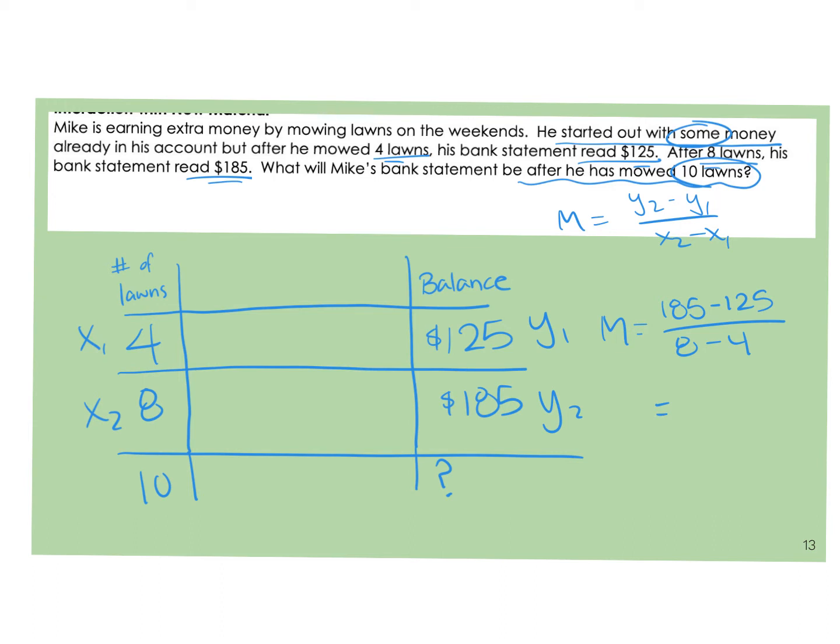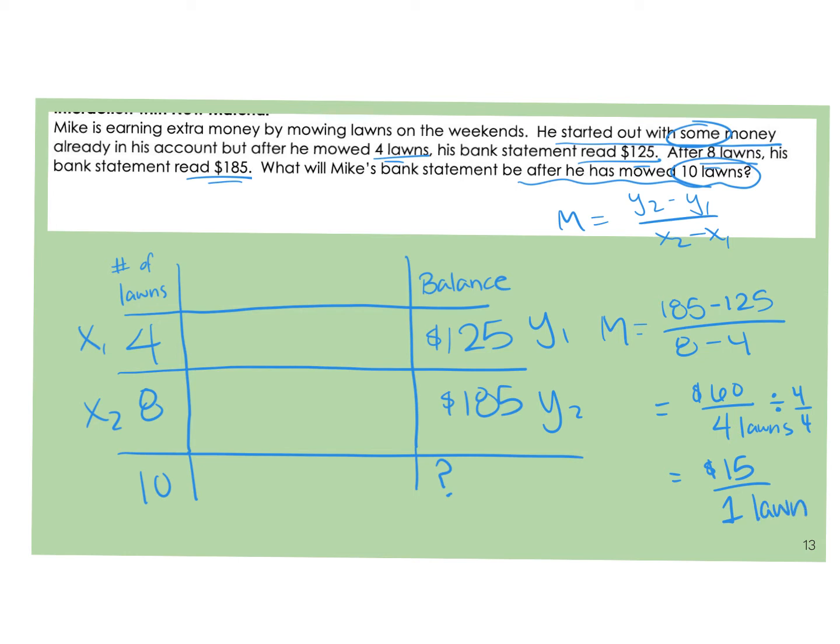So when I subtract, I end up getting $60 over 4 lawns, okay? So for every 4 lawns he mows, he makes 60. But remember, I don't want the rate of change for 4 lawns. I want it for 1. So I'm going to divide. I need this to be a unit rate. I'm going to divide by 4. And I see that he makes $15 for every 1 lawn that he mows.